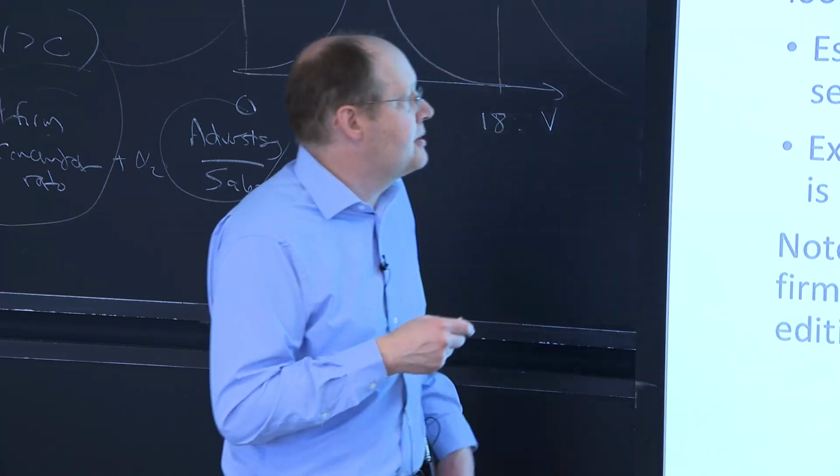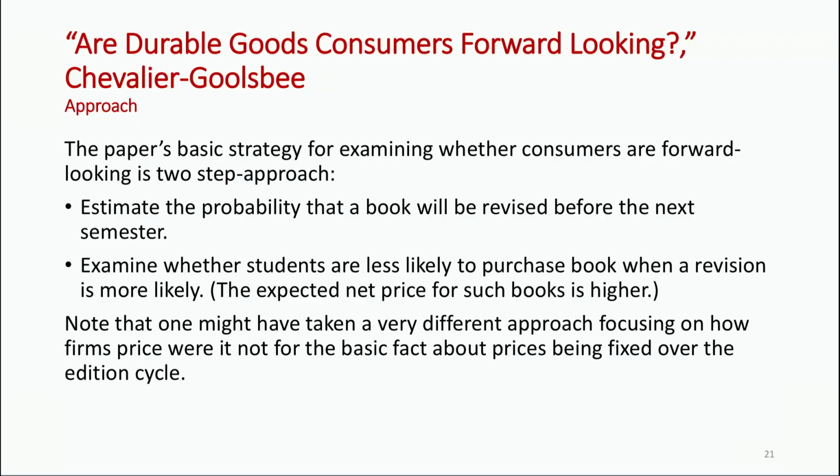Okay. So the paper's empirical approach is a 2-step strategy. I'm going to estimate the probability that the book is going to be revised before the next semester. And then, because prices don't change, if you're a student and you know a new book is coming out next semester, you shouldn't buy, or you should be willing to pay much less for the book, because you know that the cost is really $350, not $175.